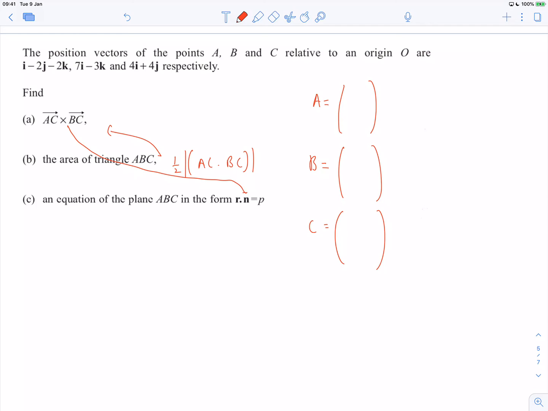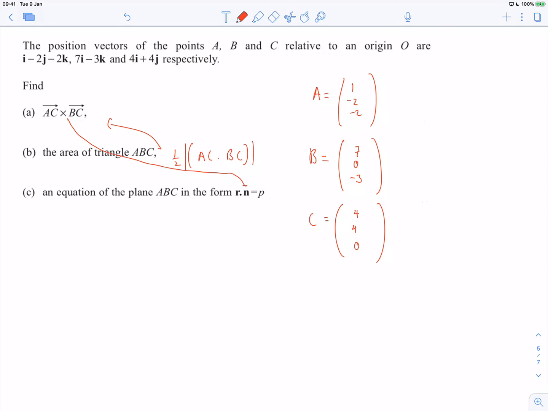So A is (1, -2, -2). B is 7i, no j's, and minus 3k's. And C is 4i, 4j, no k's. Okay, AC: to go from 1 to 4 is going up 3, to go from minus 2 to 4 is going up 6, and to go from minus 2 to 0 is up 2.